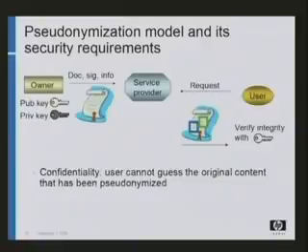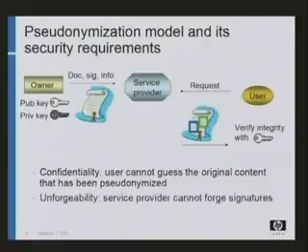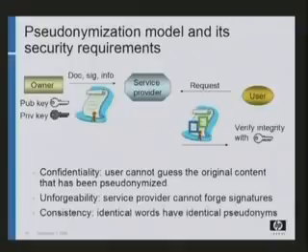So for the security requirements, we have three. One is confidentiality. That is, having seen the pseudonyms, the user cannot guess the original content with non-negligible chance. So this provides the secrecy of the document. The other is unforgeability. Essentially, it says the service provider and any other third party cannot forge a valid signature that can be accepted by the user.